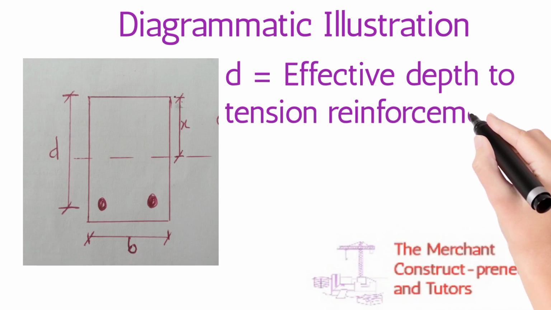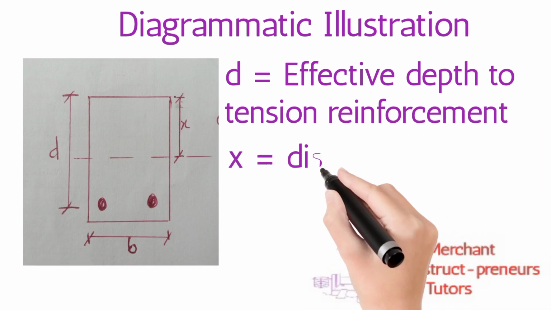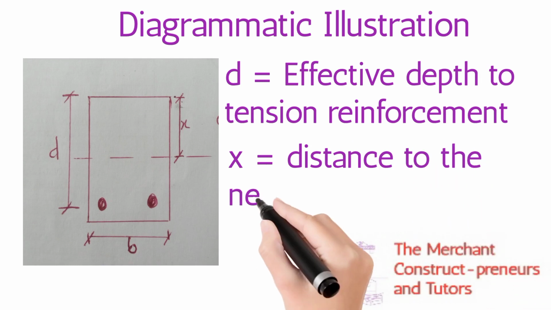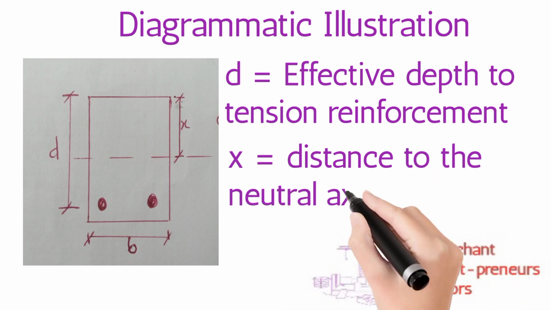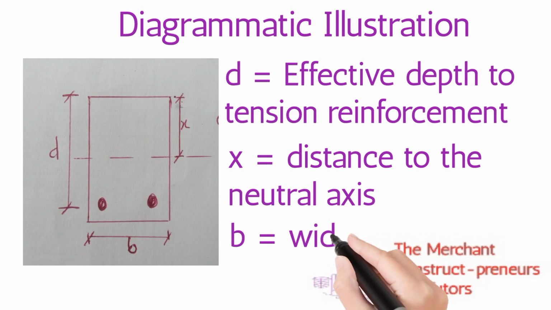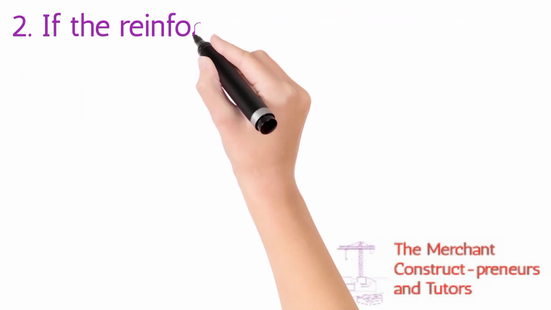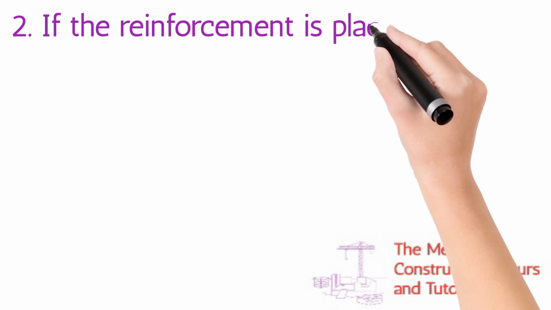The diagrammatic illustration of what I'm saying is in the diagram shown here. We have that middle line as the neutral axis, you have the width, then d is the effective depth to the tension reinforcement, and x is the distance to the neutral axis.